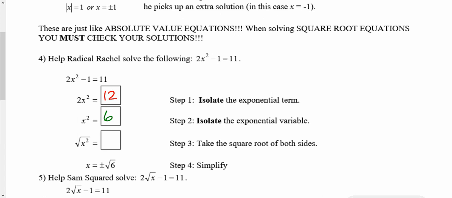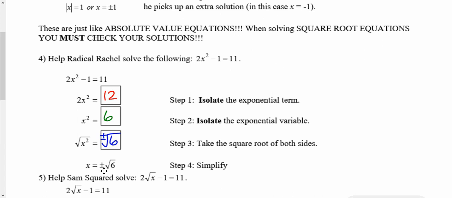Now I have to undo squaring. The opposite of squaring is square rooting. And remember, whenever you square root both sides, you have to put a plus or minus in front, because it could have been either one. And I simplify. It's just x is plus or minus the square root of 6.